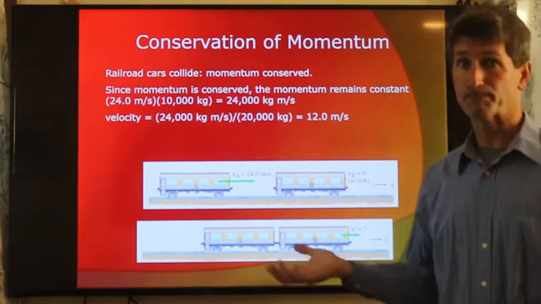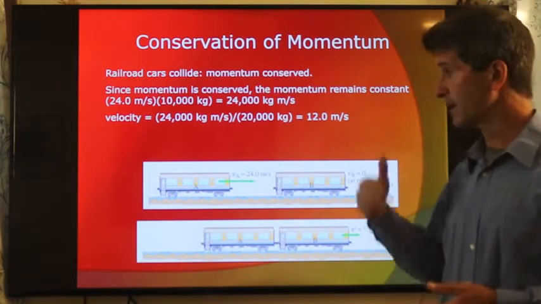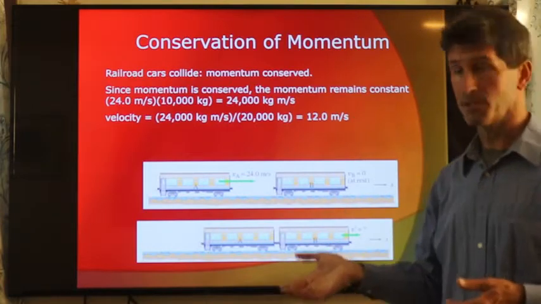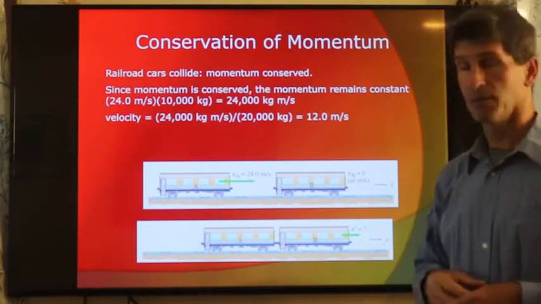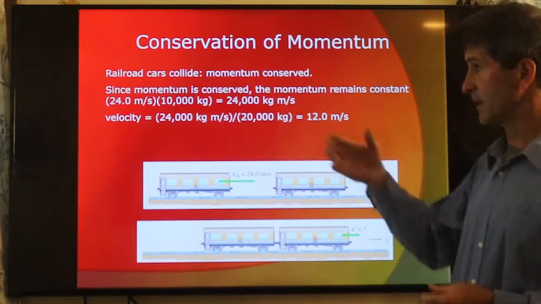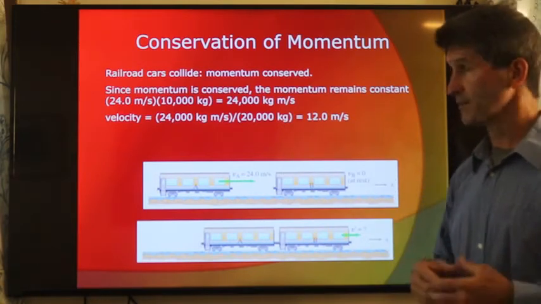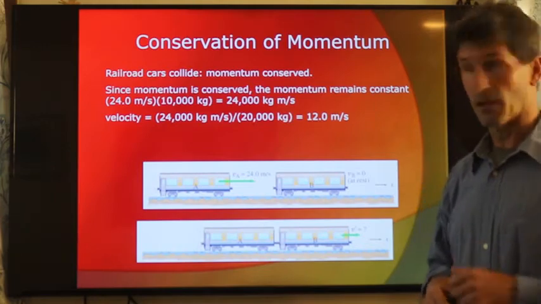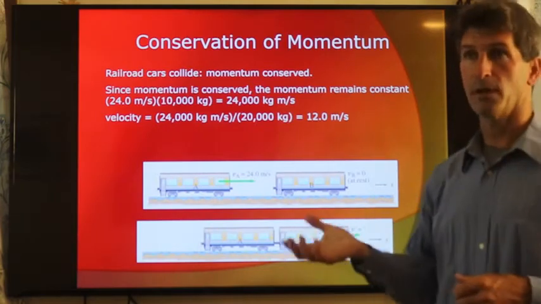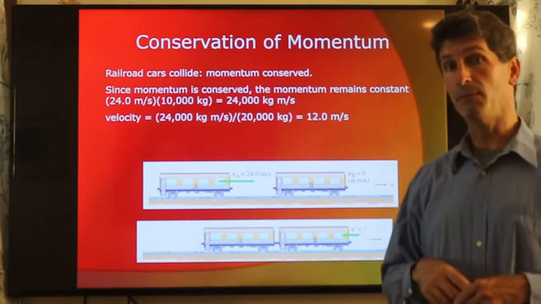But again, if I increase the mass by 3 times, instead of 24,000 kilogram meters per second to be spread over 20,000 kilograms, it'd be spread over 30,000. So from 24, I would have dropped to 8 meters per second.